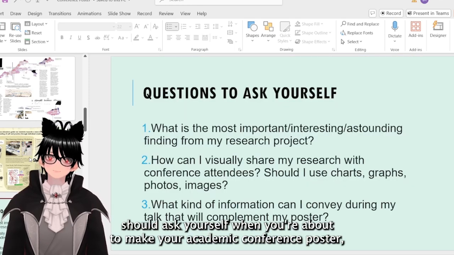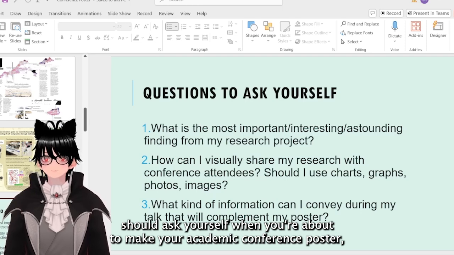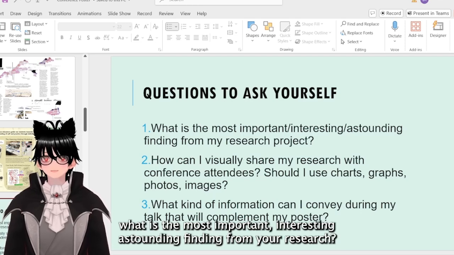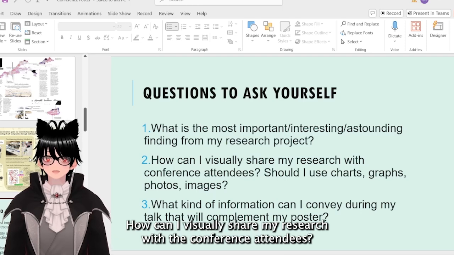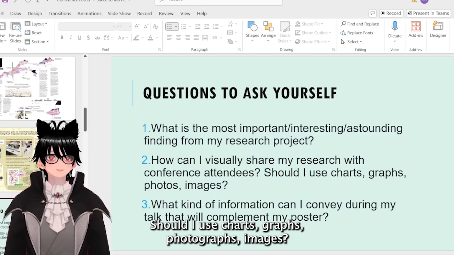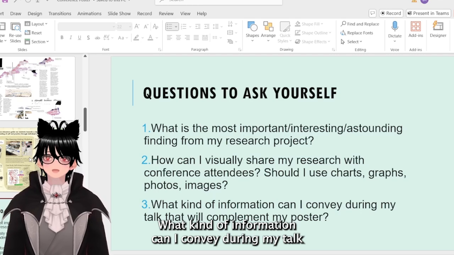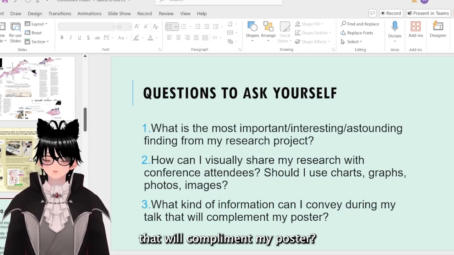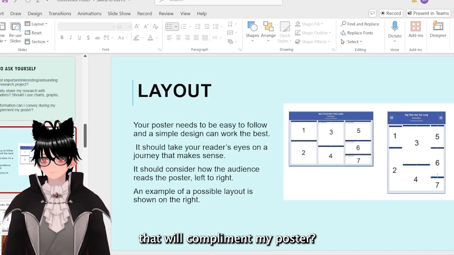So questions you should ask yourself when you're about to make your academic conference poster. What is the most important, interesting sounding finding from your research? How can I visually share my research with the conference attendees? Should I use charts, graphs, photographs, images? What kind of information can I convey during my talk that will complement my poster?